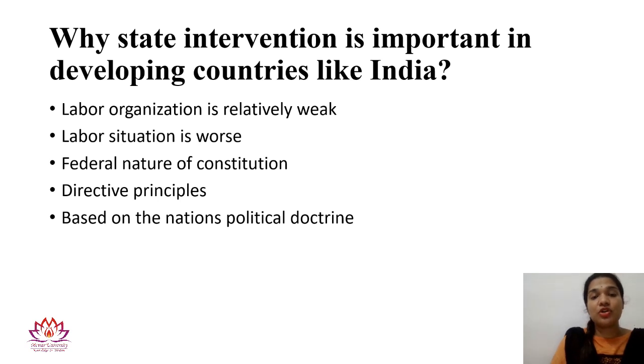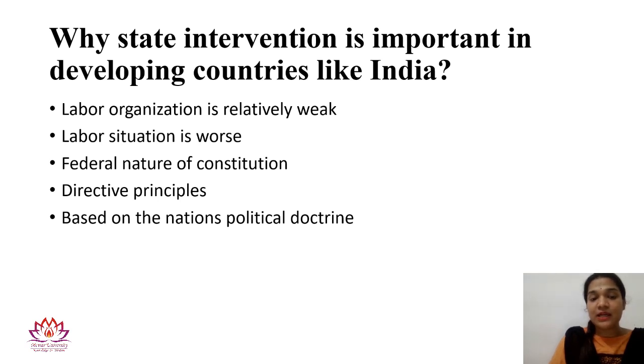Next one is the federal nature of the constitution. The federal nature of the constitution has made it imperative for the state to intervene in labor matters to ensure smooth and continuing production. So we can say that the constitution is also one of the reasons, as there are so many rights and protections provided by it to protect the interest of the laborers.